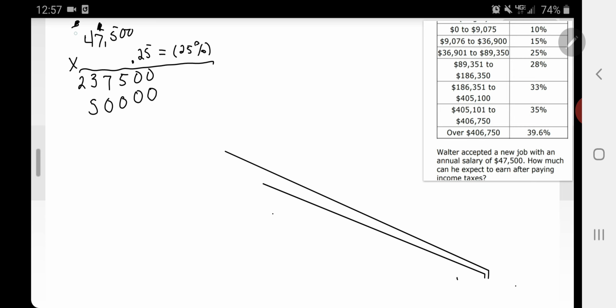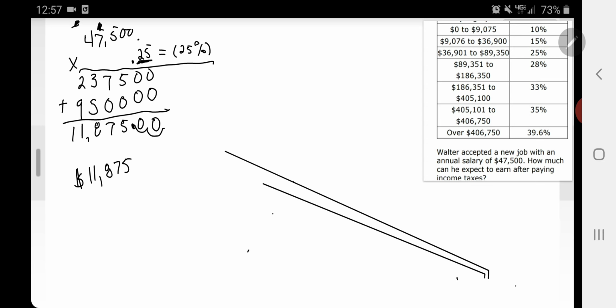2 times 4 is 8, plus that 1 is 9. Adding up our numbers. 0 plus 0 is 0, 0 plus 0 is 0, 5 plus 0 is 5, 7 plus 0 is 7, 3 plus 5 is 8, and 2 plus 9 is 11. Once again, we see no decimals here, but we do see 2 right here. 2 numbers after the decimal, so 1, 2. So it looks like he'll be paying $11,875 in federal income tax.